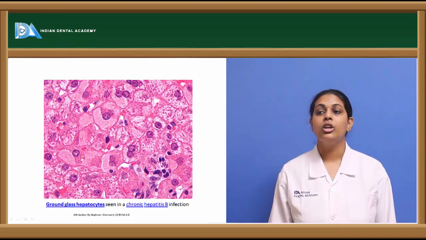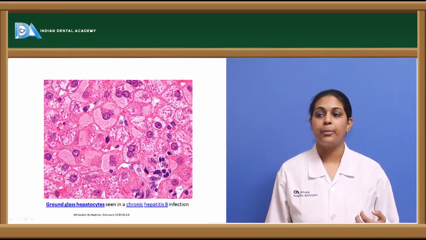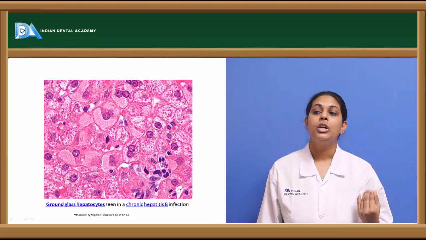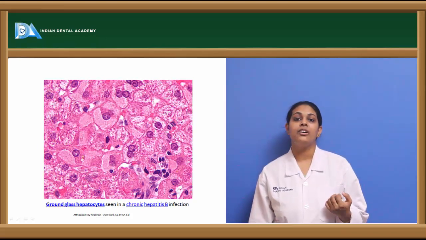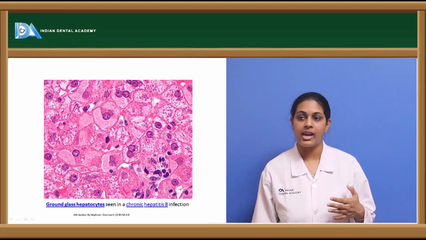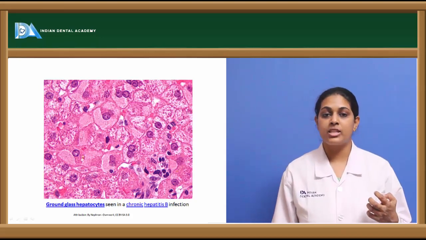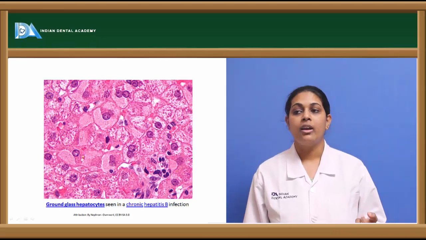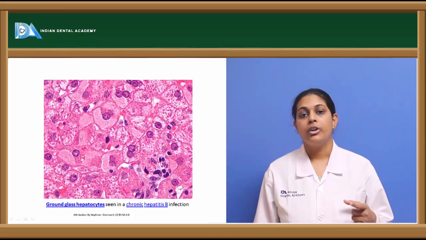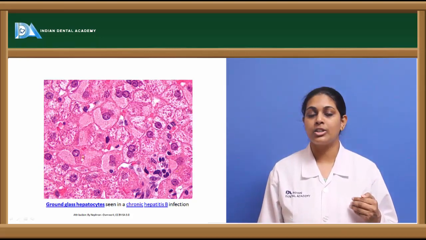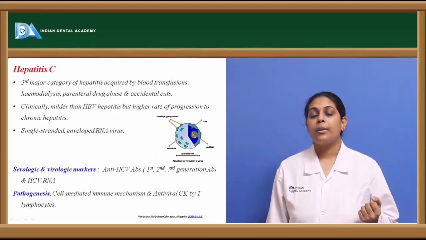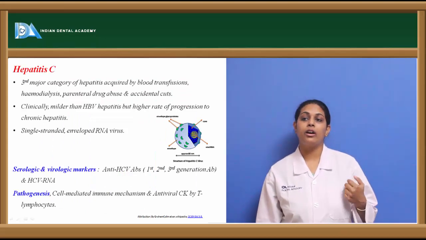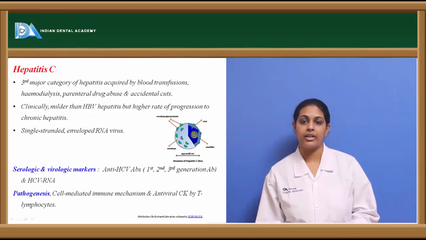So there is a picture showing the ground glass appearance of the hepatocytes which have been affected by the chronic hepatitis B infection, which gives a glassy surface of the eosinophilic cytoplasm and a nucleus displaced to the periphery. Mostly the nucleus is being pushed towards one side and is also sometimes compressed, which is known as pycnotic appearance.